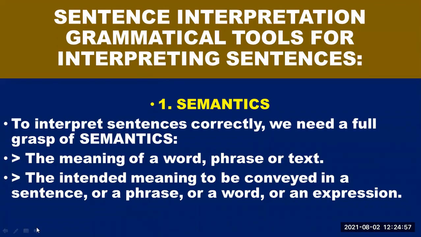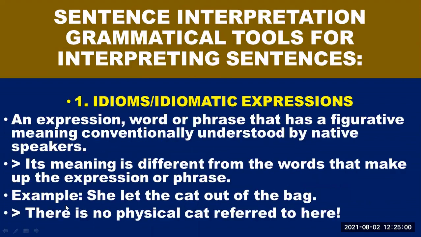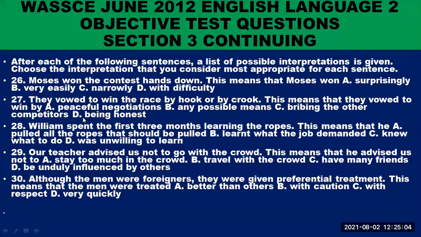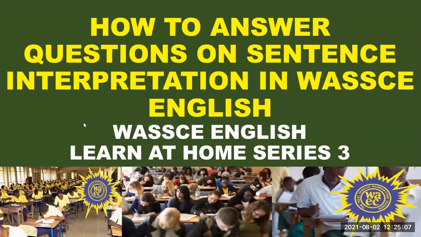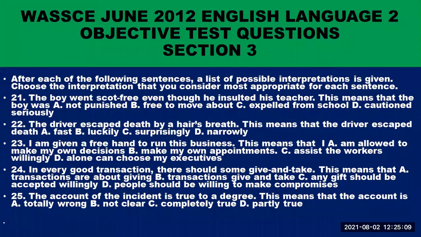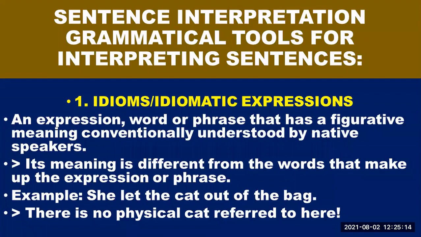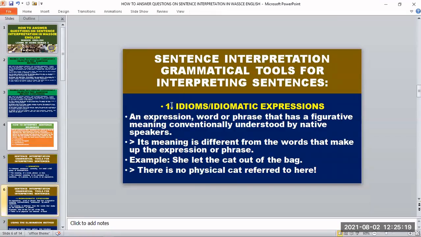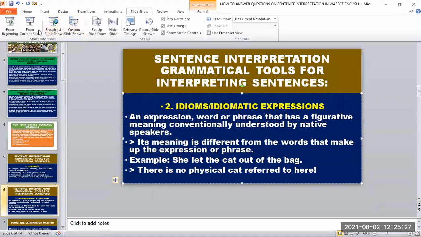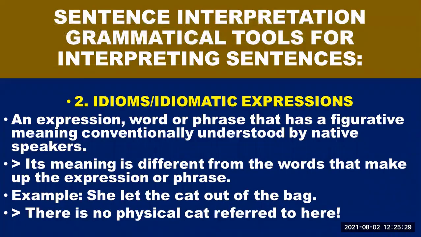Then in this section, which is dealing on interpretation of sentences, one particular principle we need to understand is what is called idiom or idiomatic expressions. Because most of the sentences you are given to interpret are idiomatic in nature. Now, what is an idiom? An idiom is an expression, word, or phrase that has a figurative meaning conventionally understood by native speakers.